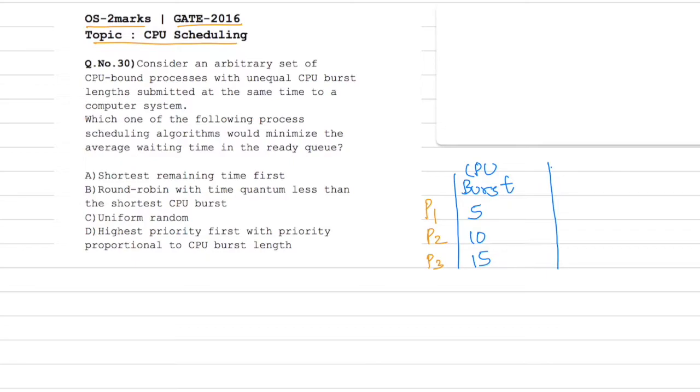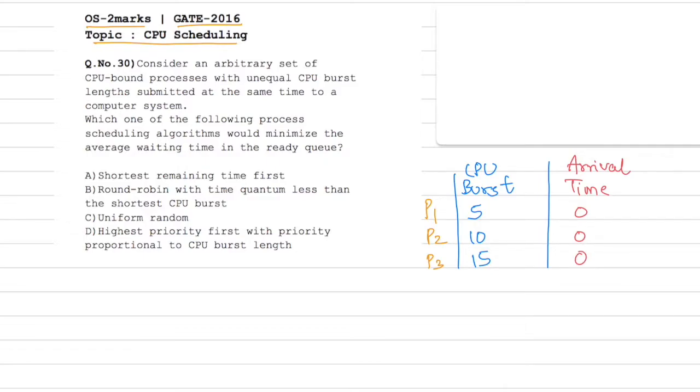And next it says that they are submitted at the same time to a computer system. Okay, so arrival time is same. Let me just make it a bit better. Okay, so this is my CPU burst, and then the arrival is same for all of them. So arrival time, they're all submitted at the same time, so 0 0 0.